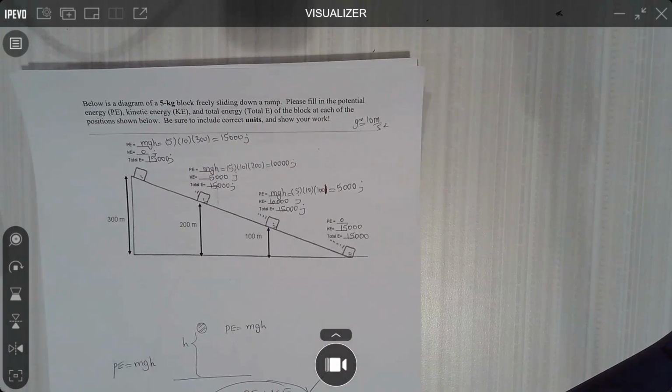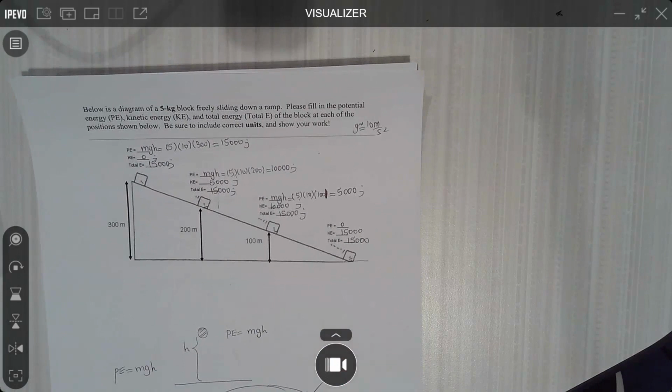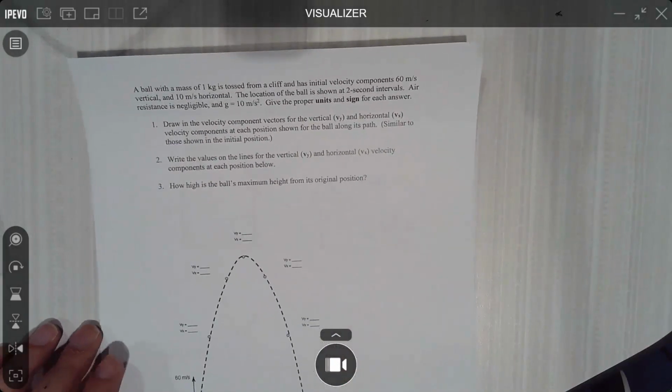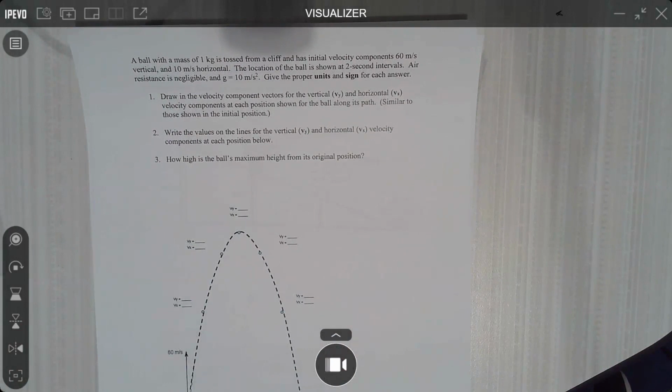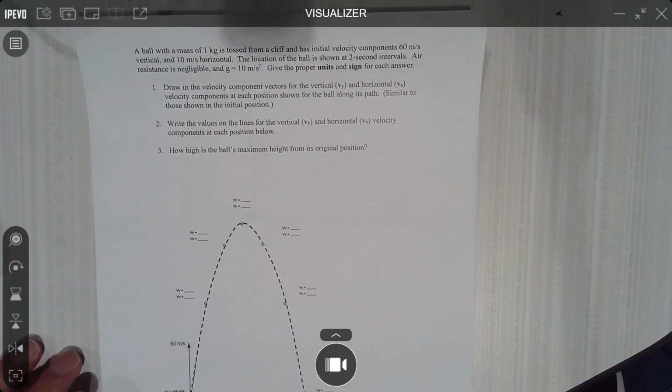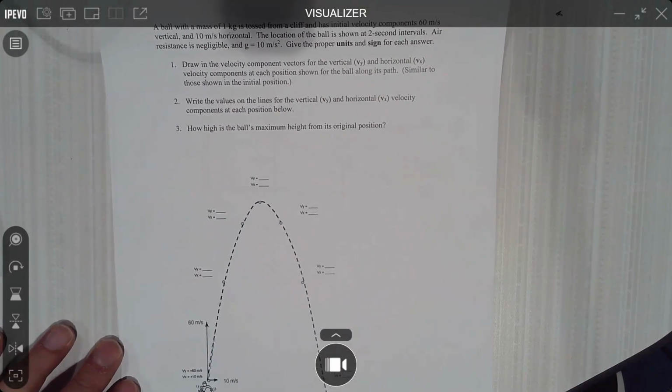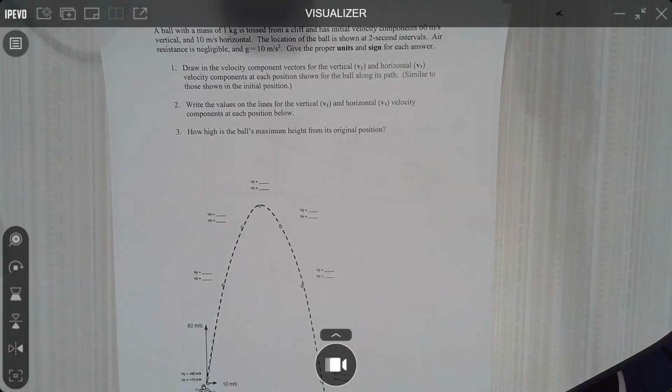So let's move on to the next problem. I'll give you 1-2 minutes to read this problem and try your best to see whether you can go over the problem or not. Just think about this problem for 2 minutes. Okay, let's go over this problem.